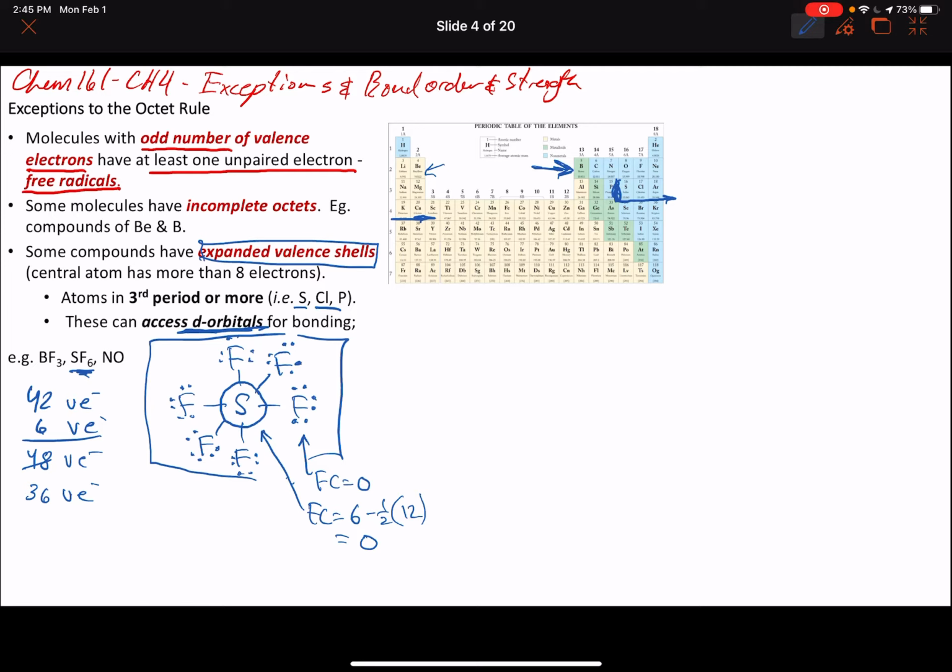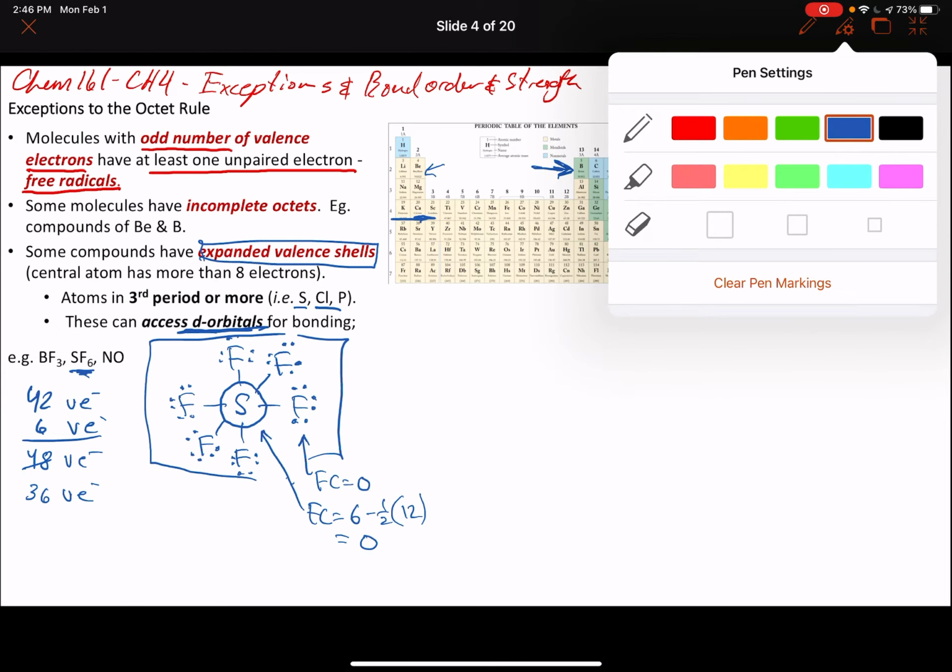Takeaways there are for breaking the octet rule to lower values, we need very small central atoms like boron or beryllium. And if we're going to break the octet rule the other way and put more than 8 electrons at a central feature, that atom better be quite large, sulfur, and deeper in the periodic table.